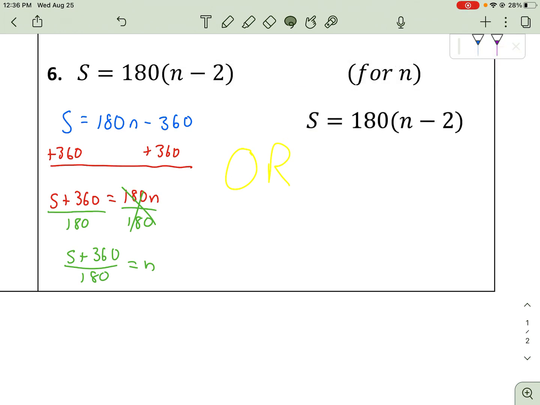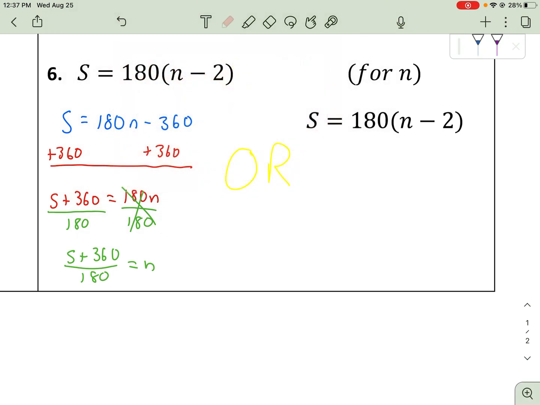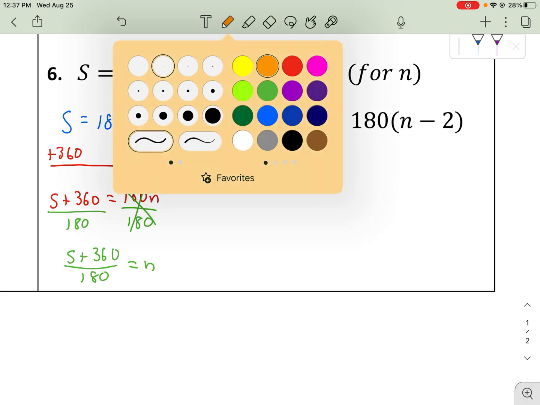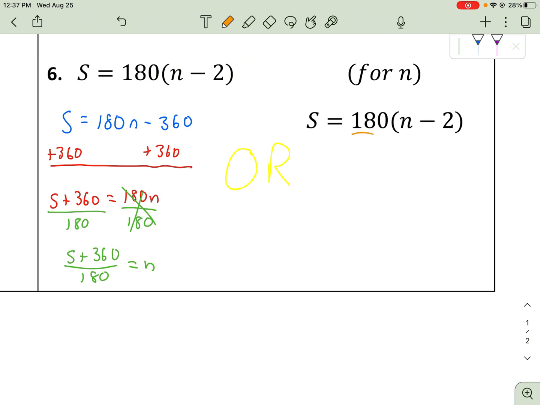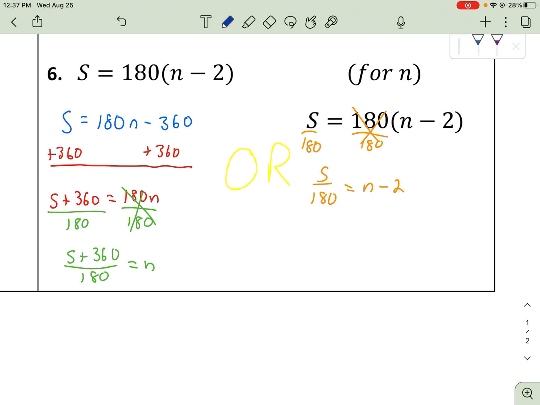Or we could do it this way, where instead of distributing, let's use different colors here, orange. We can divide by 180 right away, like this. And so you get S divided by 180. This 180 cancels, equals n minus 2. And then to solve it from there, you just add 2 to both sides.